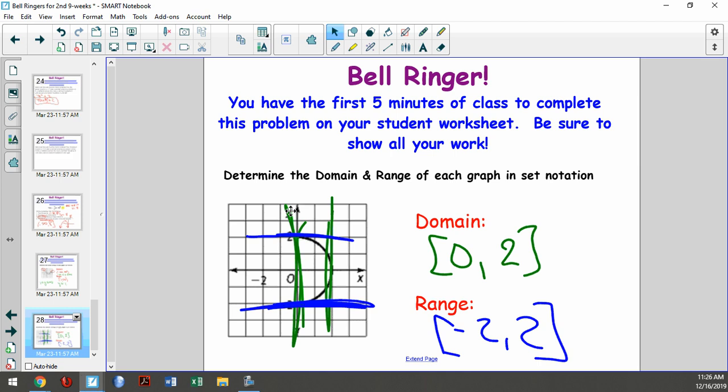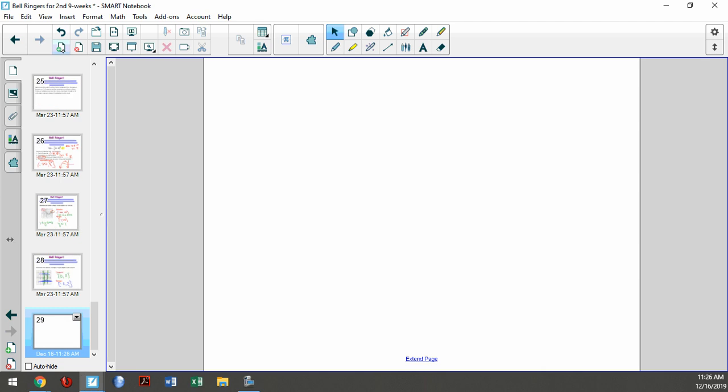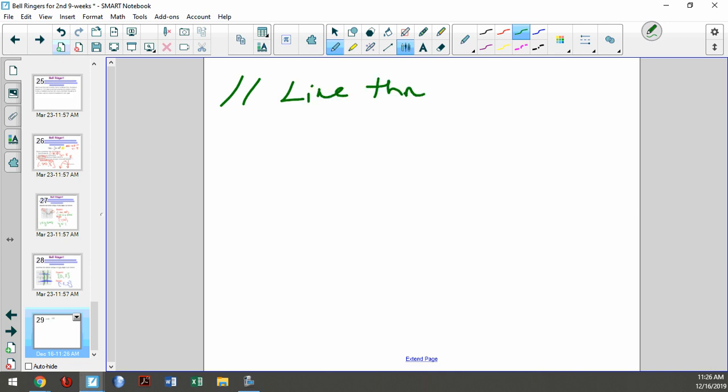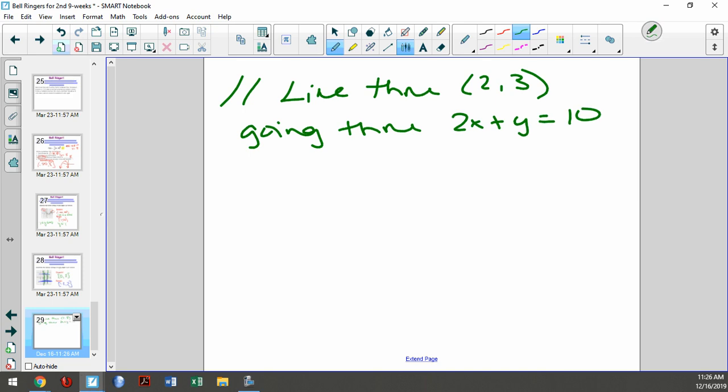Okay, the only thing I did not cover was parallel and perpendicular lines. Parallel and perpendicular lines, I don't know why I do not have it on there, but it should be on there. If I have a parallel line through the point 2, 3, going through 2x plus y is equal to 10. How do I do that?